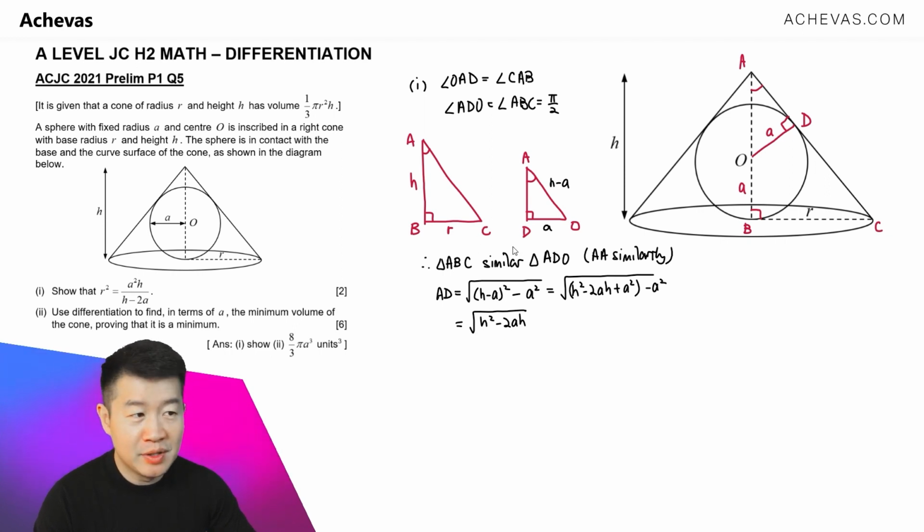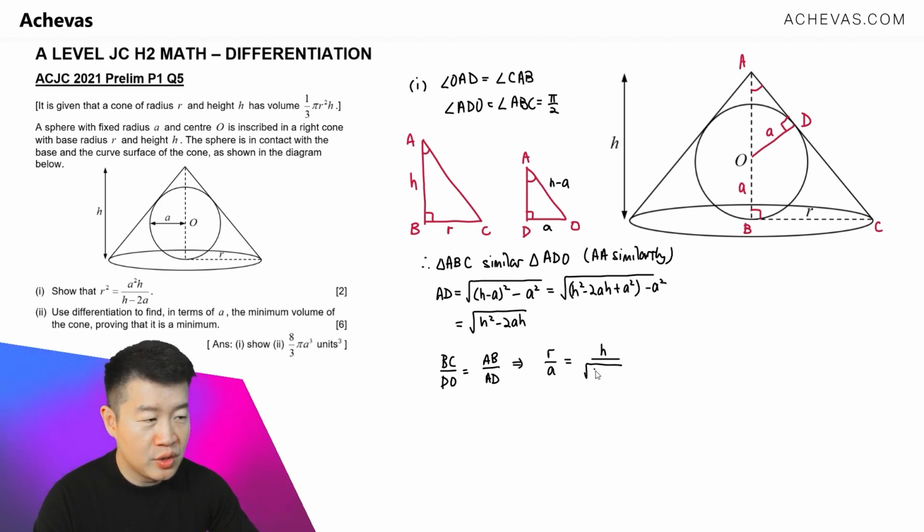And now we are ready to apply the similar triangle for the corresponding sides. So by making use of BC is to DO, we can now equate this to AB is to AD. And what is BC? BC is R, and DO, the radius of the sphere, is A, and AB is H. And AD is what we have just found, so it is going to be square root of H squared minus 2AH. Multiplying A across to the other side, R is equal to AH over square root of H squared minus 2AH.